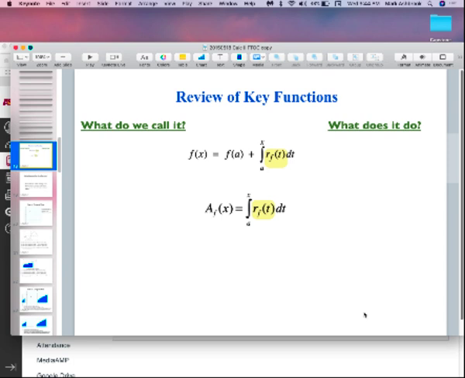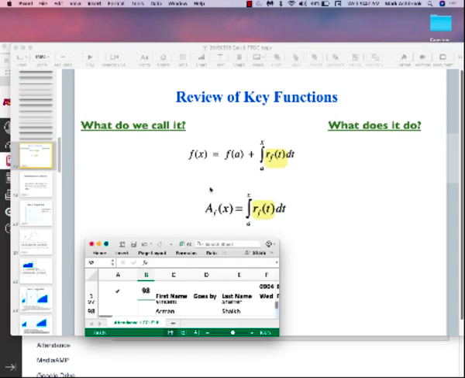And so I want you to talk with the person next to you. For each of these two functions, what do we call it? Okay, talk to the person next to you. What do we call it? And then, maybe slightly more important, what does it do? So what is the function of it, right? These are functions. What are their functions? What do they do? What do they achieve for us? Okay, so I'm going to start taking, what does this function do?